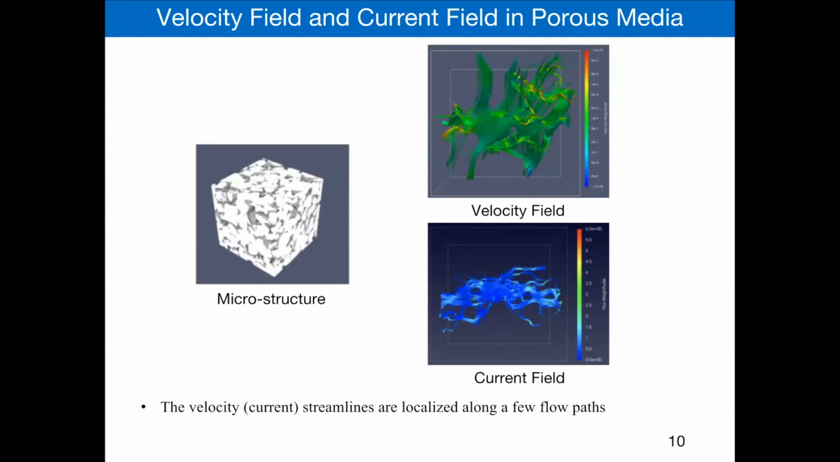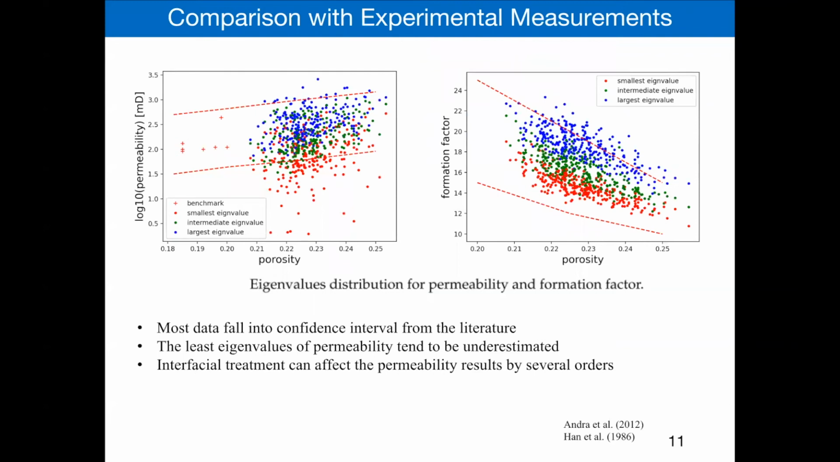The eigenvalues of the permeability and formation factor are studied and compared to the experimental measurements. Most of our results fall into the confidence interval from the literature, and the outlier results are mostly the least eigenvalues of the permeability, which tend to be underestimated. We also found that without interfacial treatment, the permeability results can be affected by several orders of magnitude.